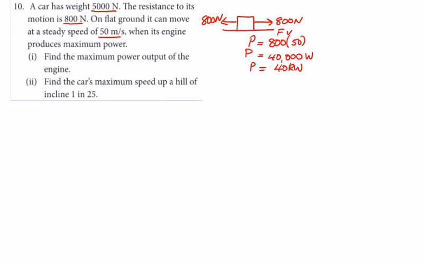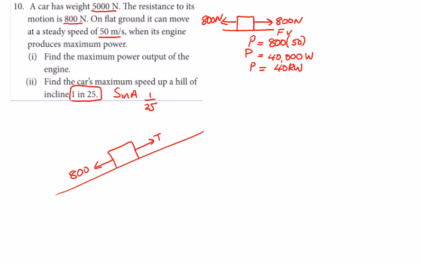And then we're asked that there's a hill involved here. Find the car's max speed if the hill has an incline where the sine of A is 1/25. Little diagram. The resistance to motion hasn't changed, still 800. We have this tractive effort driving it forward, that's going to change. We have the normal reaction at the ground.